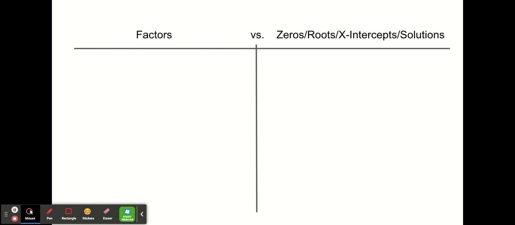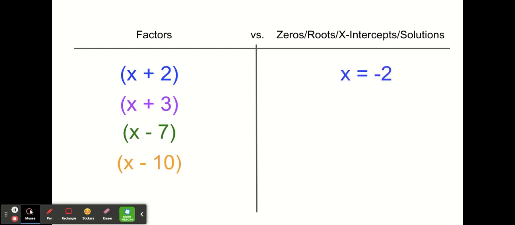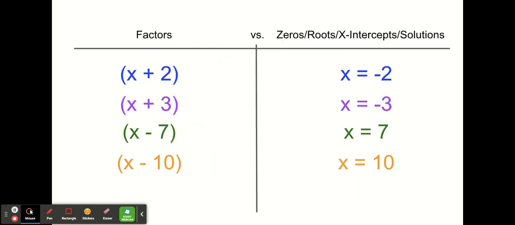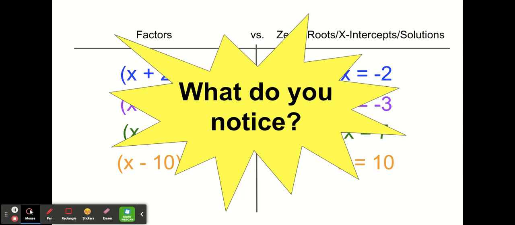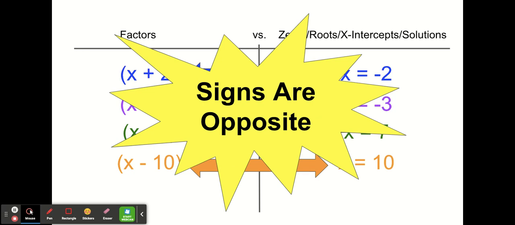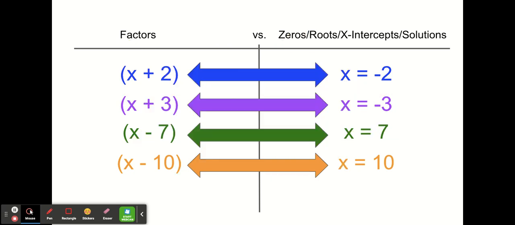So factors versus roots. Factors are x plus 2, x plus 3, x minus 7, x minus 10, and the zeros or roots or x-intercepts or solutions that go along with them are x equals negative 2, x equals negative 3, x equals 7, and x equals 10. Zeros, roots, x-intercepts, and solutions are all words for the same thing. So what do you notice? You might notice that all of these, the signs are opposite. That's going to be a theme here today.